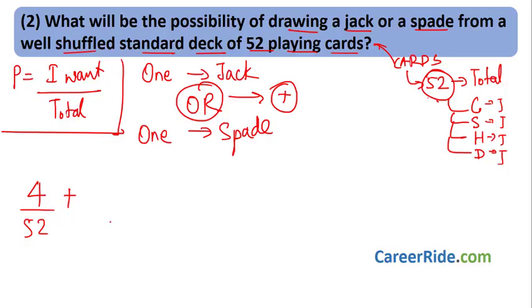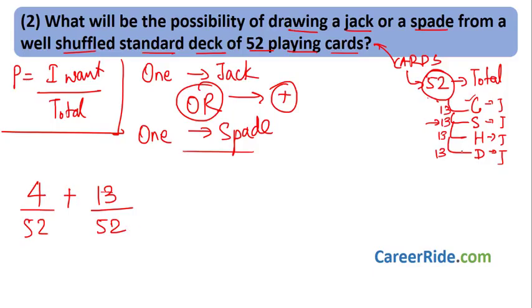Now the probability of picking out one card which is a spade. How many spade cards are there? There are 13 club cards, 13 spade cards, 13 heart cards, and 13 diamond cards, right? So there are 13 spade cards. I need one spade card. So there are 13 choices which I have. So what I want? 13 spade cards divided by how much is the total? The total cards are 52.